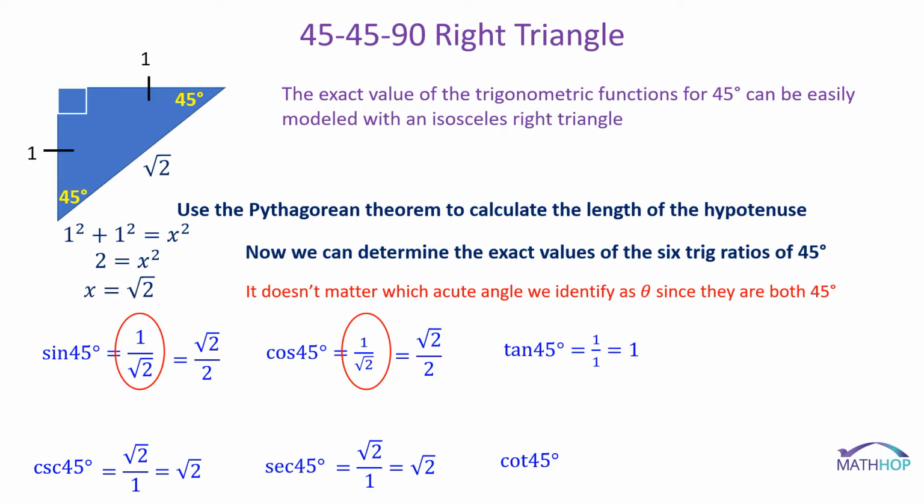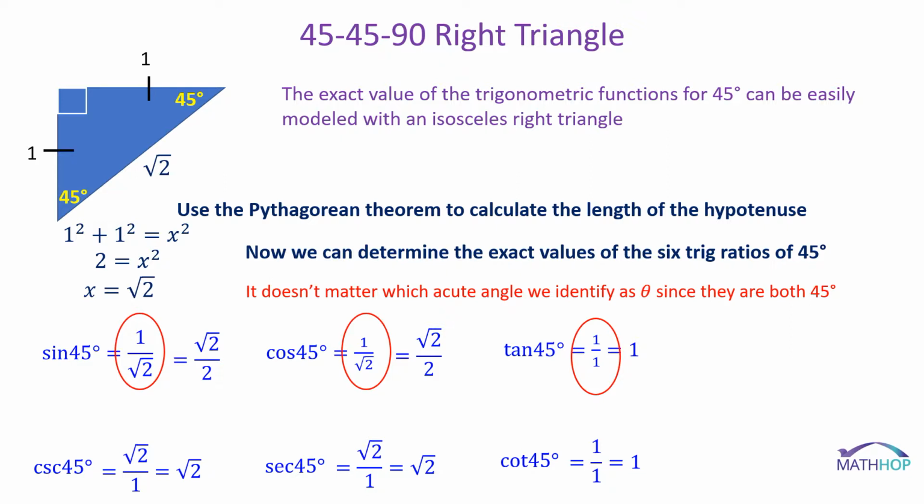Cotangent of 45 degrees. Cotangent is reciprocal of tangent. If I know tangent, I know cotangent. 1 over 1, reciprocal is identical. So the cotangent of 45 degrees is 1. All right, so that's how we can figure out the exact trig values.